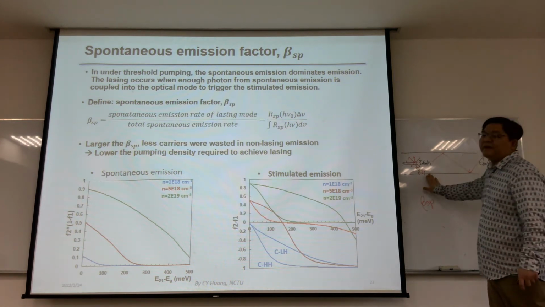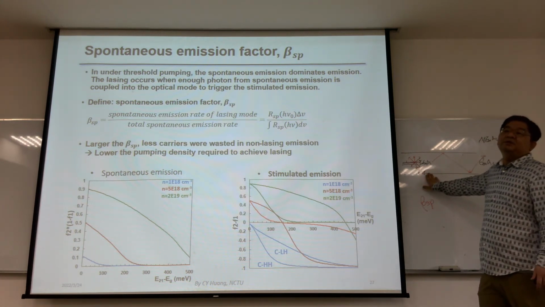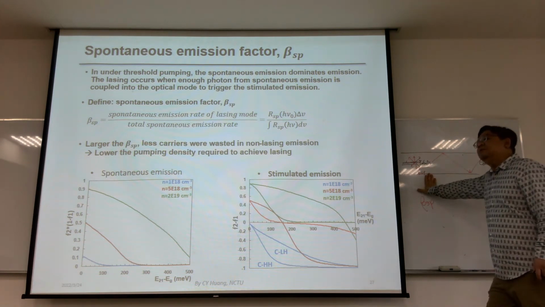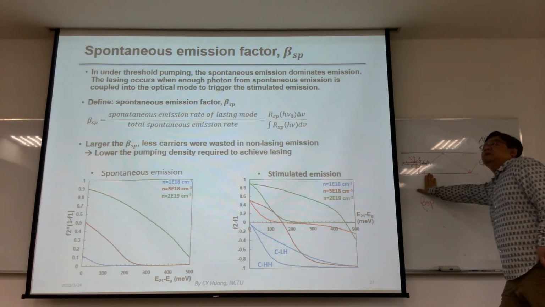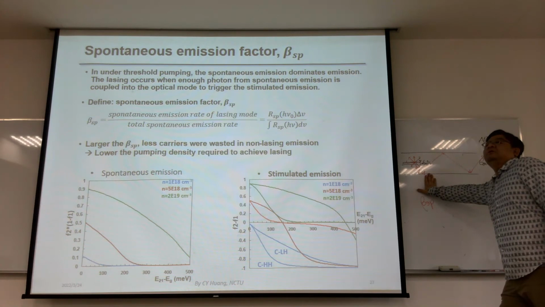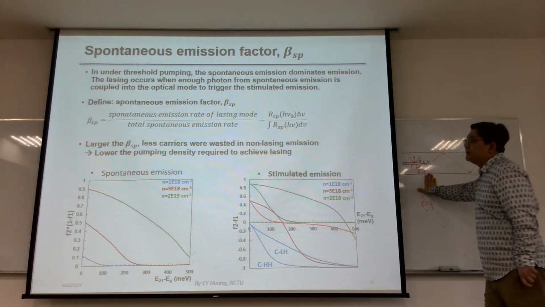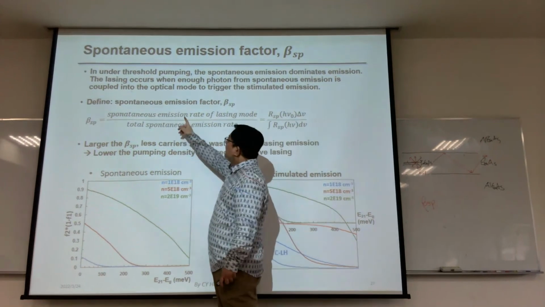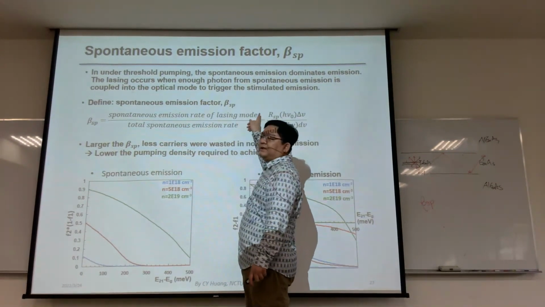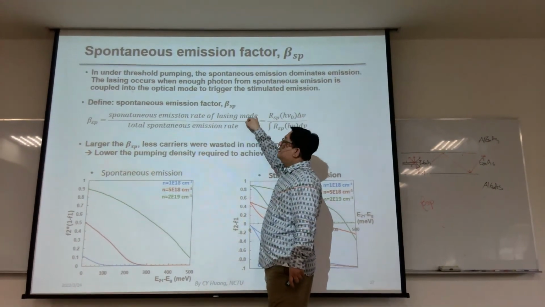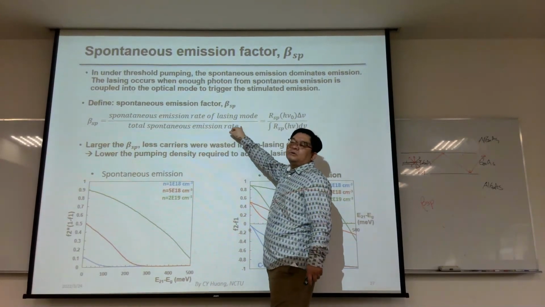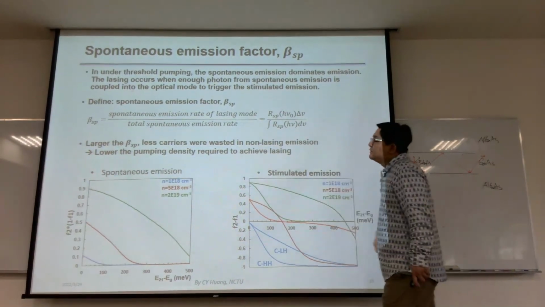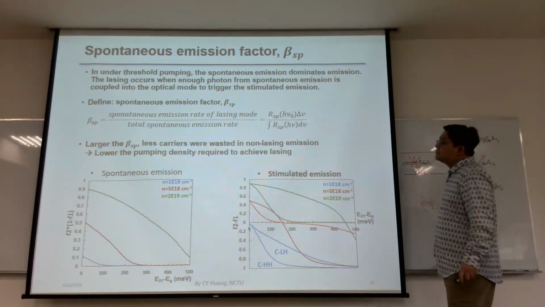So how effective the spontaneous emission really builds the lasing action is called the spontaneous emission factor. That means the spontaneous emission rate into the lasing mode divided by the total spontaneous emission rate.